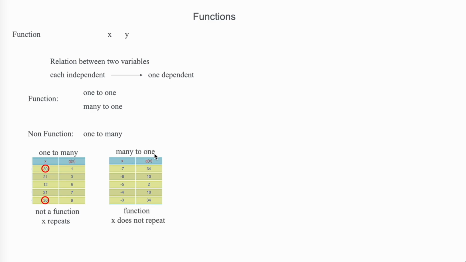This is a many-to-one. The reason it's many-to-one and not one-to-one is that negative 7 gets us 34, and also negative 3 gets us 34. Negative 6 gives us 10, and negative 4 gives us 10. So that's many-to-one. In this situation, this is a function. The x does not repeat. That's why it's a function. It is one-to-one.